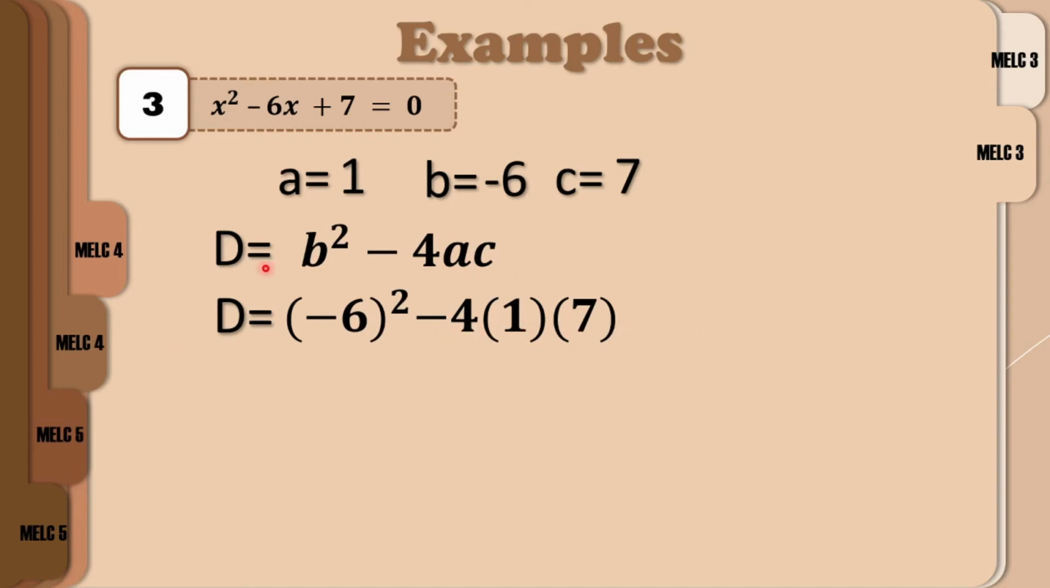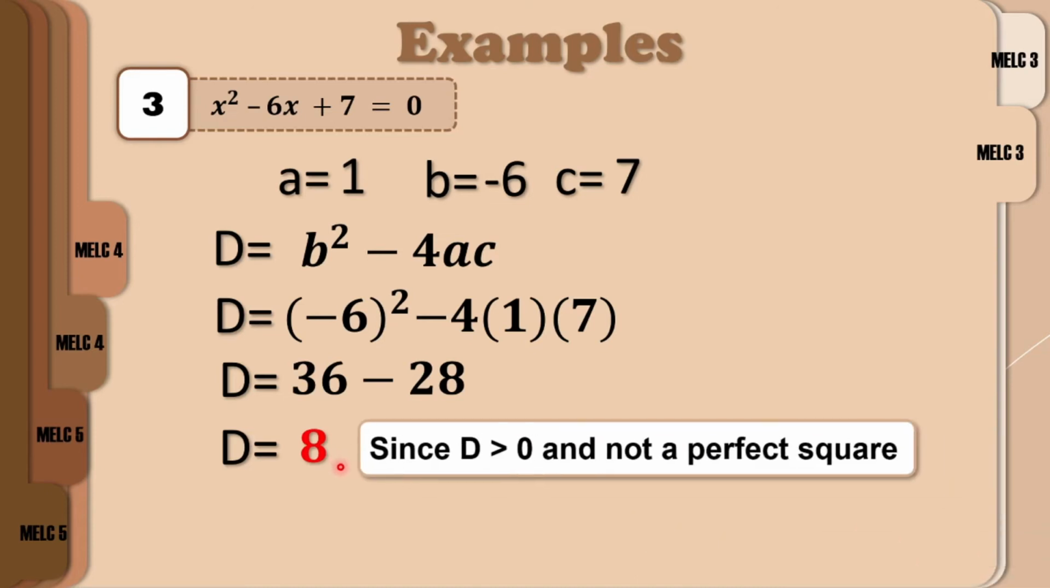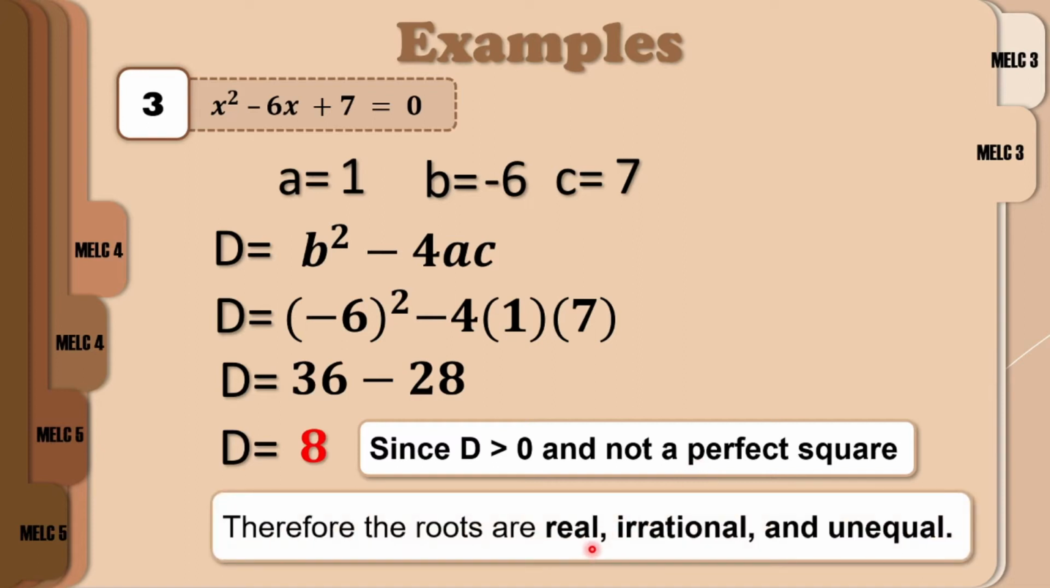So, simplifying this, we have negative 6 squared is 36, then negative 4 times 1 times 7, that is negative 28. So, we have 36 minus 28. Solving this, we'll get positive 8. So, since our discriminant is greater than 0 but not a perfect square, kasi kapag kinuha natin yung square root ng 8, that is approximately 2.8. So therefore, the roots are real, irrational, and unequal.